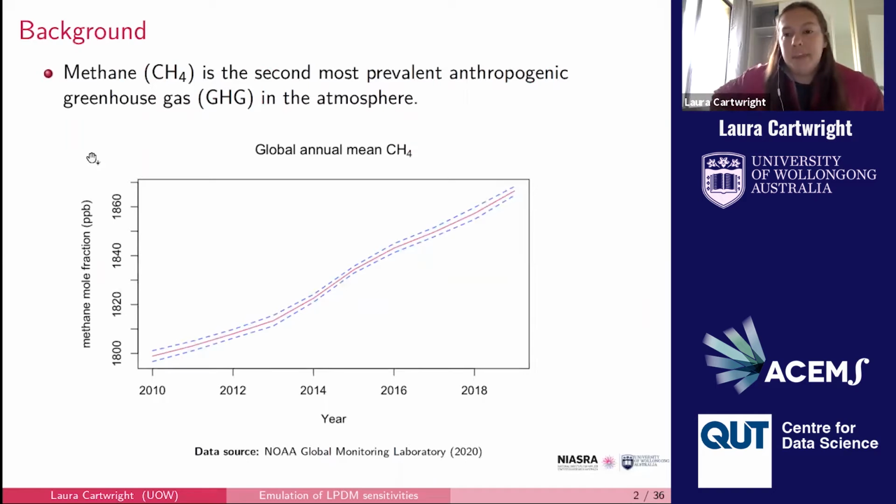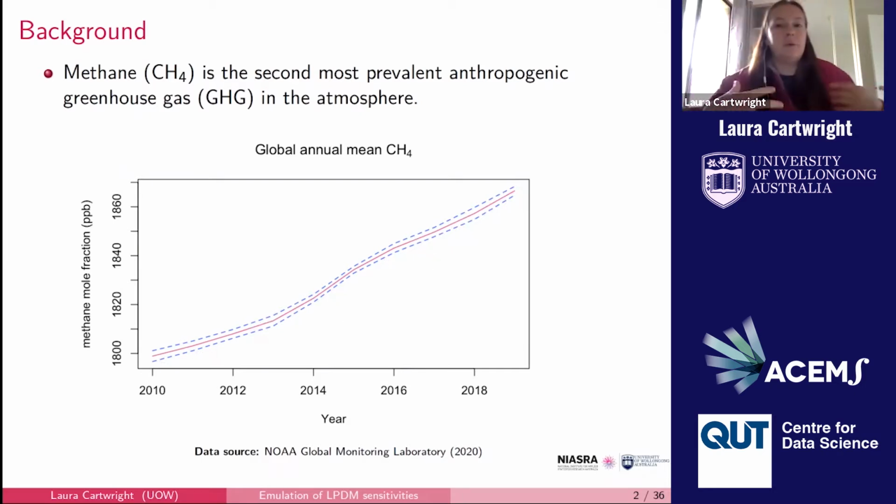So I'm going to talk about methane. It's the second most prevalent anthropogenic greenhouse gas in the atmosphere, second to carbon dioxide. However, the ability of methane to actually trap heat in the atmosphere is about 30 times more effective than carbon dioxide. So it contributes a lot to the global warming effect that we're seeing. And the really concerning thing is that the levels of atmospheric methane are just continuing to rise.